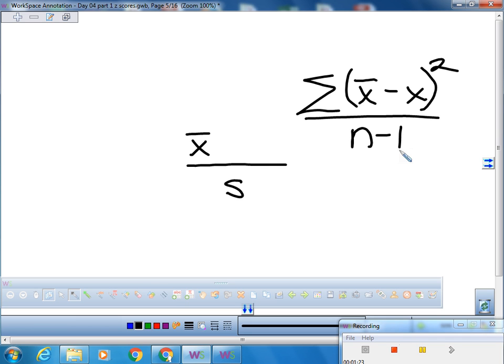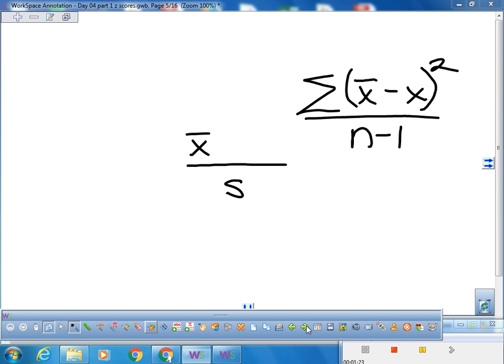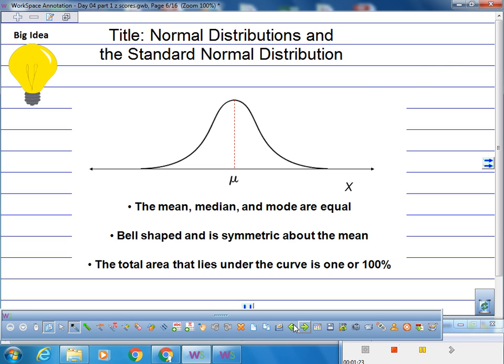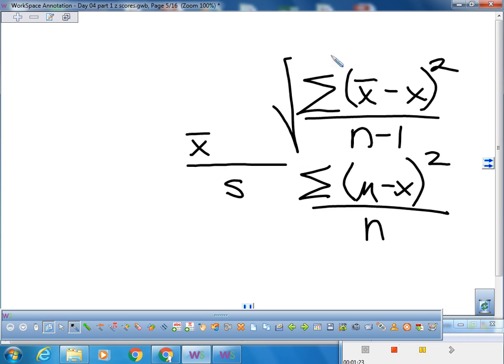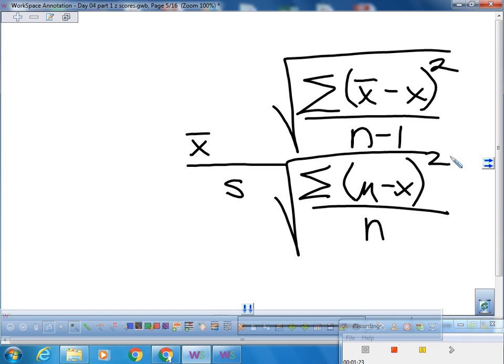What? Ask a statistician, because I think they're pretty close. I don't know the answer to that question. If you don't subtract 1, you're not going to get the absolute correct answer. You got to subtract 1. Okay, and then if it was over n, it would be this one.